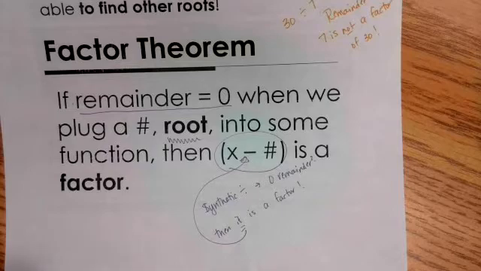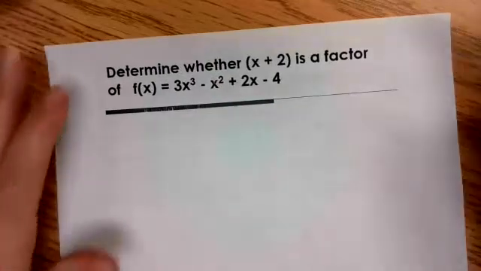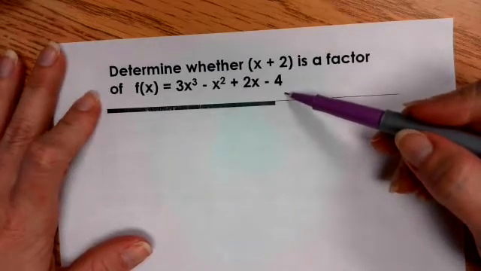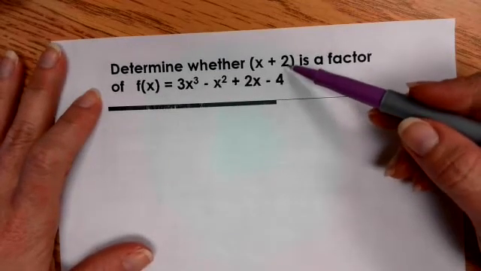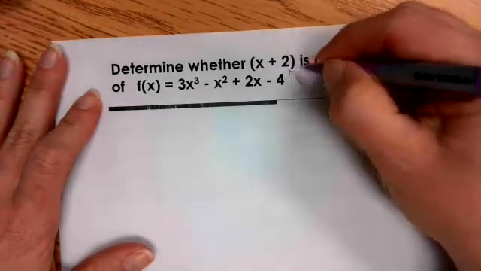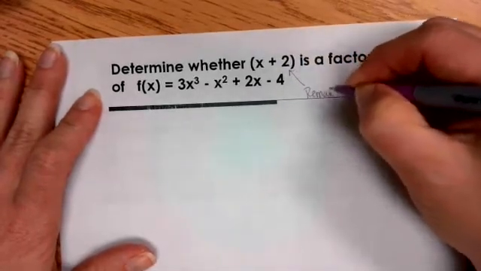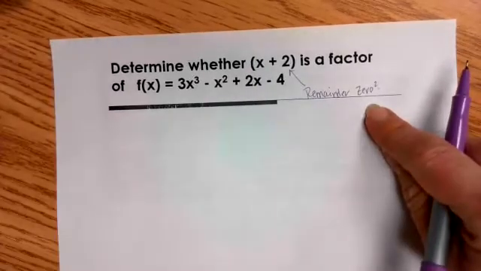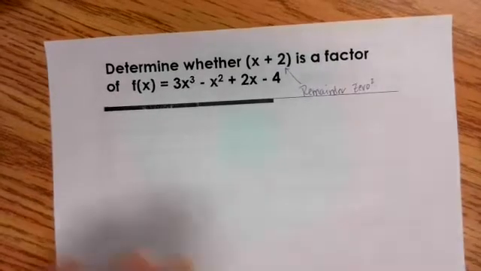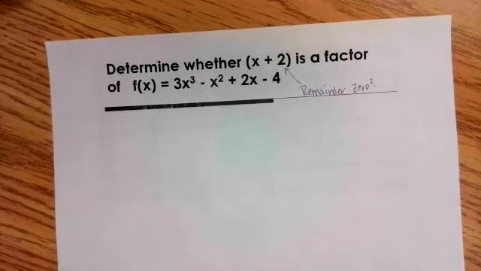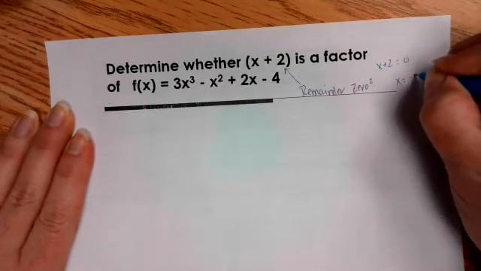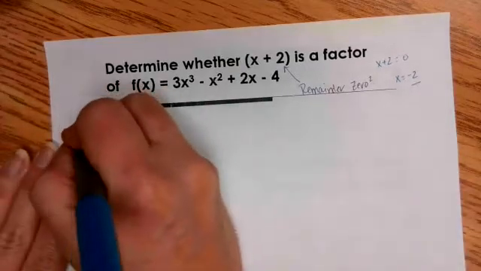So got a couple examples here. Determine, yes or no, whether x plus 2 is a factor of x cubed minus x squared plus 2x minus 4. So if I do division and my remainder is 0, if yes, then it's a factor. If no, then it's not a factor. So let's do some synthetic division. If I set x plus 2 equal to 0, then my x value is negative 2. So that's what's going to go in my box.